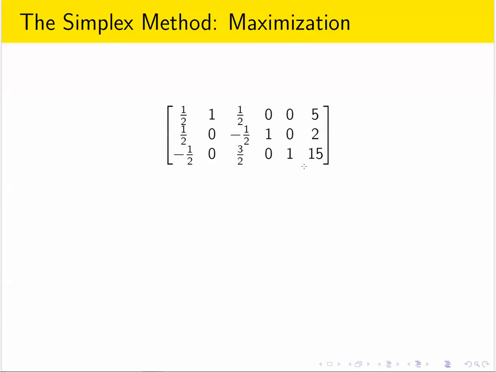So from this matrix, notice how we've removed the box that was around the old pivot, because that's no longer our pivot. We're finding a new pivot. And we can see that our new pivot column will be the first column, because that's the only column that has a negative number in the bottom row. Then we look at test ratios.